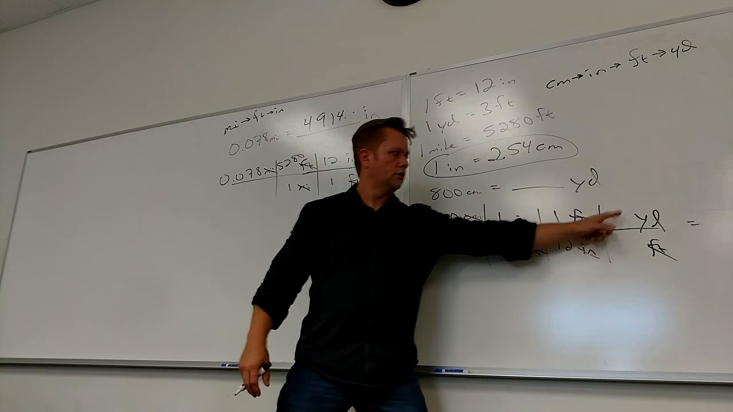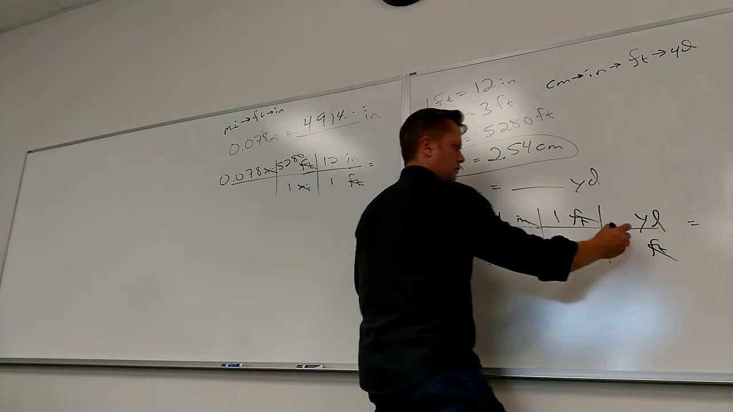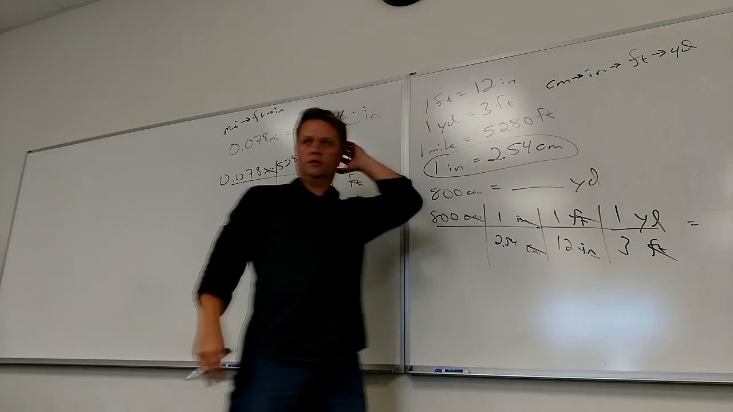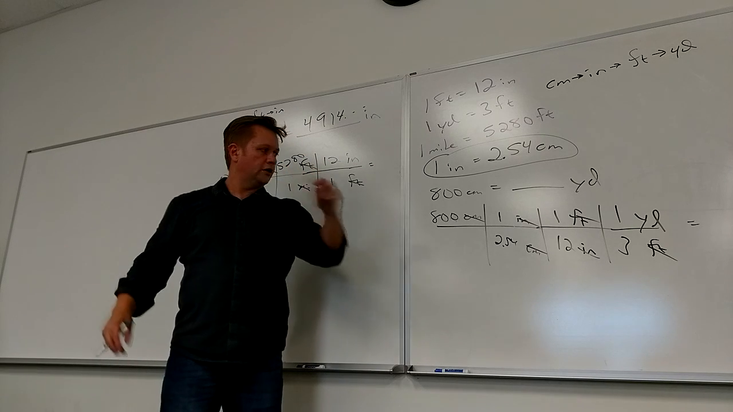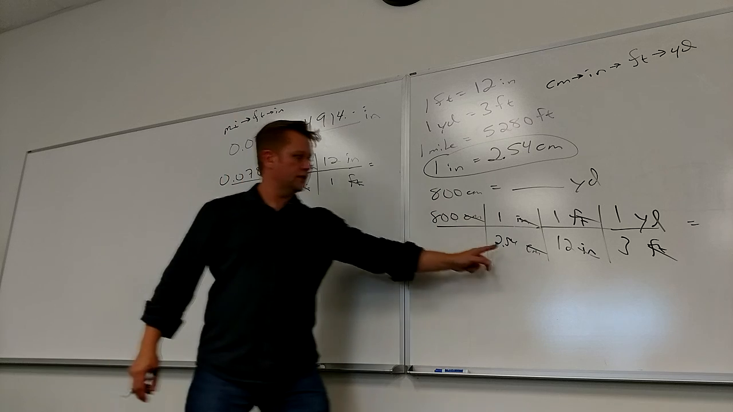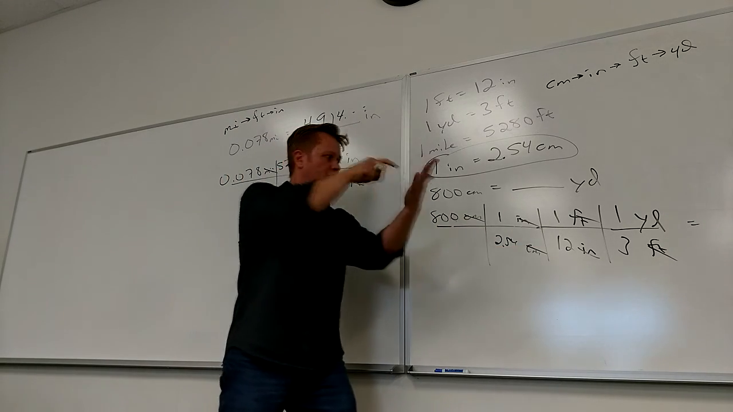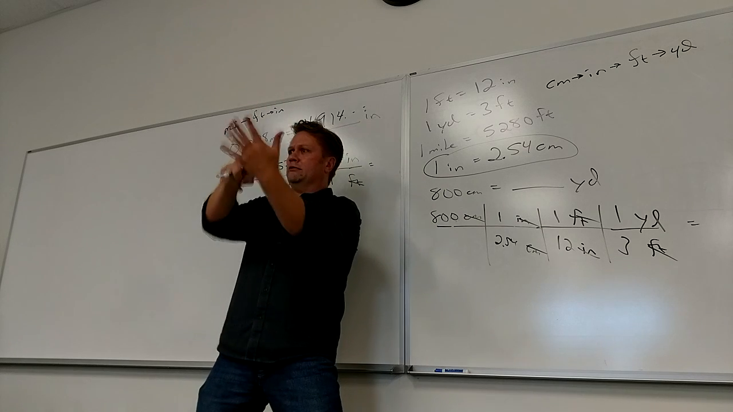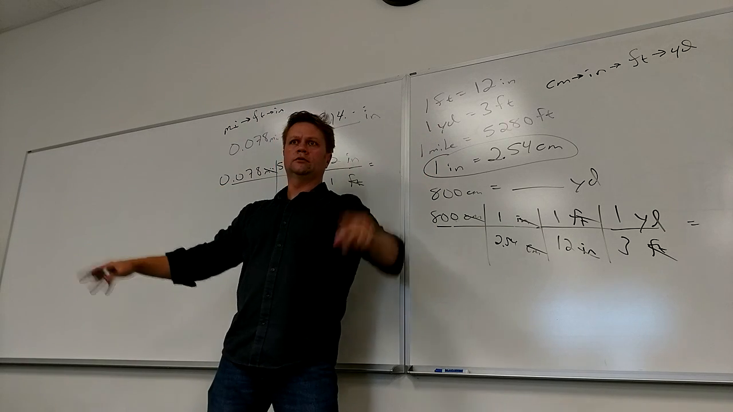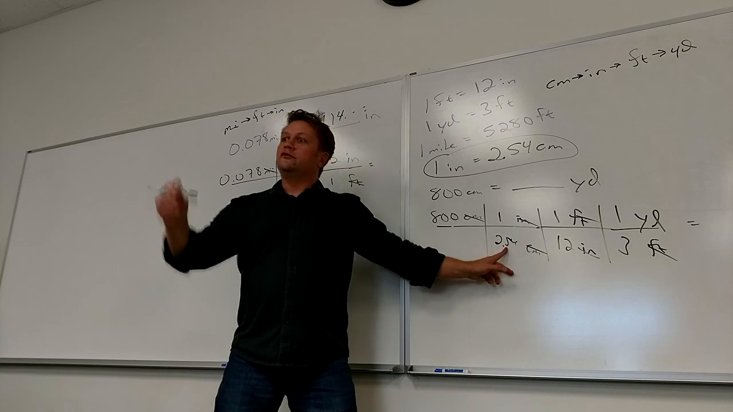And now, yards and feet. 3 feet in 1 yard. So now this one, am I doing any multiplying at all? No, everything is on the bottom, so it's going to be 800 divided by 2.54, divided by 12, divided by 3. Everything's divided. Every time there's a number on the bottom, you divide it.